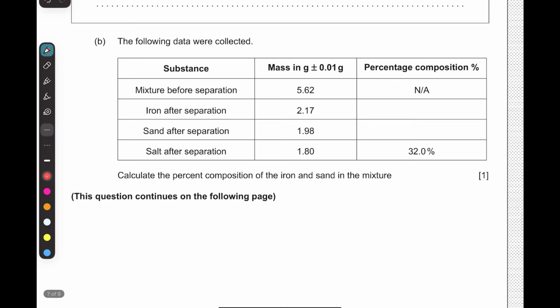Now he has collected the following data. We have iron after separation, sand after separation, and salt after separation. You have to calculate the percentage composition of iron and sand. For iron, mass of iron is 2.17. Total mass of the mixture is 5.62. Times 100, this will give you 38.6%. And then for sand, it's 1.98 divided by 5.62 times 100, which gives you 35.2%. These are your percentage compositions of iron and sand.